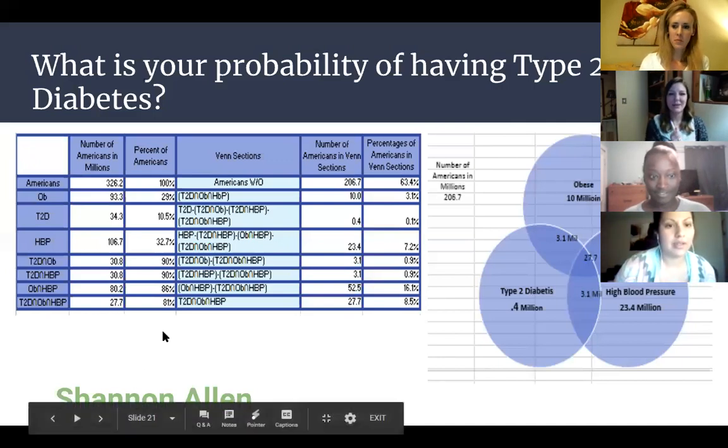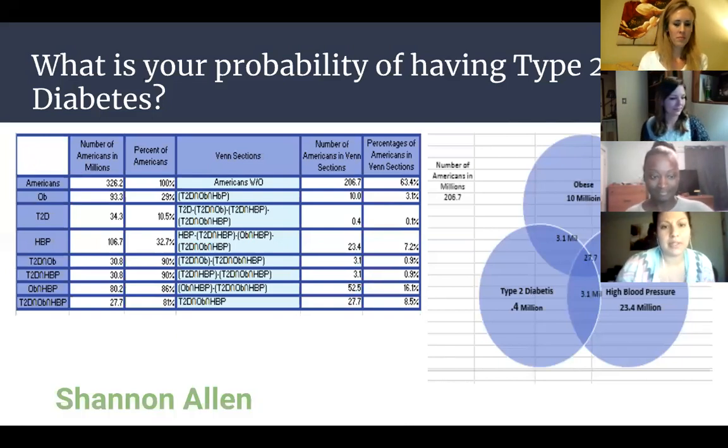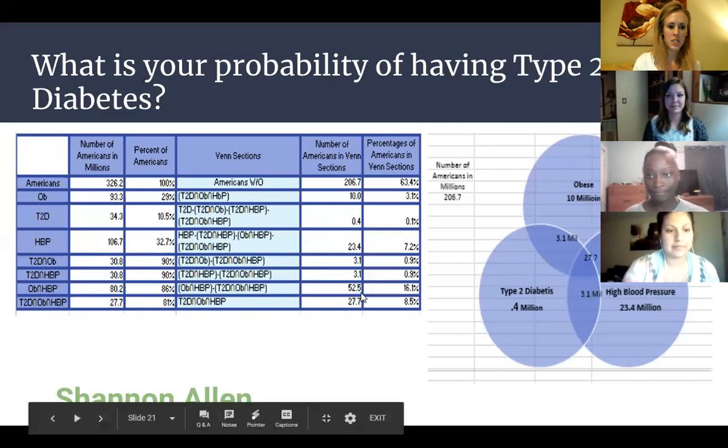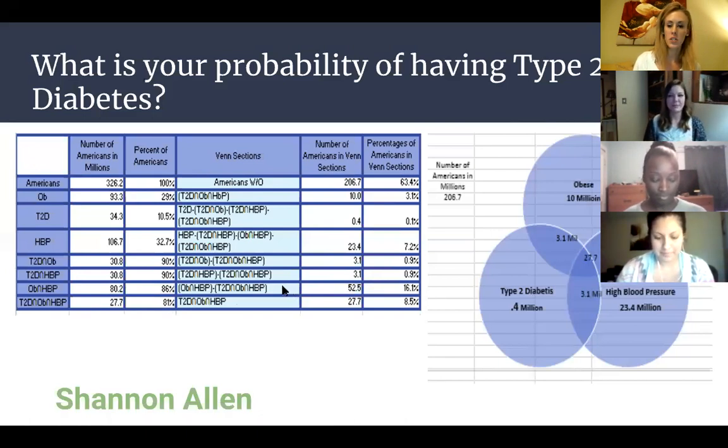Okay. And Shannon, what is your probability of having type 2 diabetes? So this can be answered with probability factors and statistics like the examples listed here. The data represented is the American population as it's broken down into those who are affected by the health issues of, in this particular case, obesity, type 2 diabetes, and high blood pressure. The data is sorted in what's known as a Venn diagram according to the ailment or combination of ailments, respectively. A Venn diagram shows all of the possible logical relations between a finite collection of the different sets.